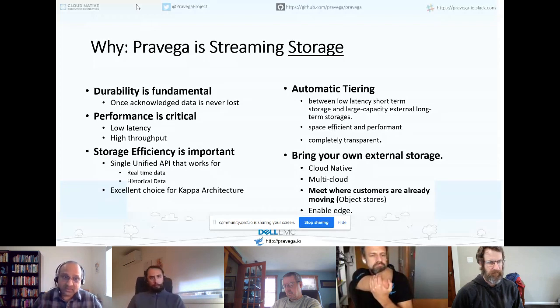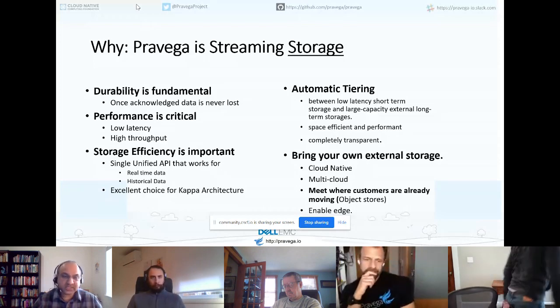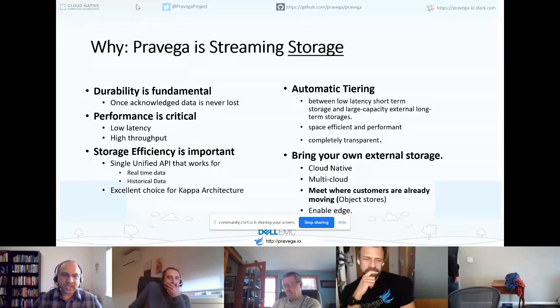Storage efficiency is also important. We do not want to have storage overhead, duplication of data. We want to have a single unified API that works for real-time data and historical data. So it's an excellent choice for Kappa architecture.